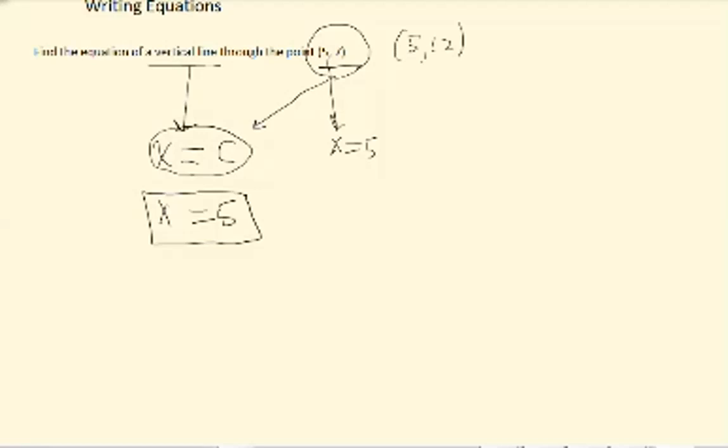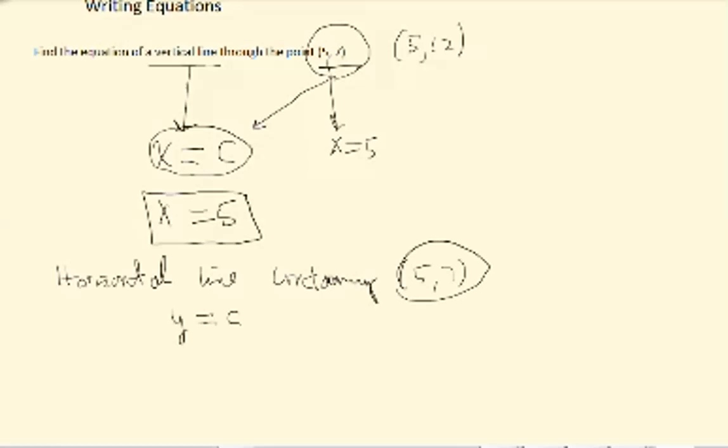Now, a similar question would be find an equation of a horizontal line containing, for example, 5, 7. In this case, we know the form, we bring this to the problem with us in our mind. We know the form has to be y equals a constant. And if this is our point, then the y must be a 7. And that would be our equation for the horizontal line containing 5, 7.